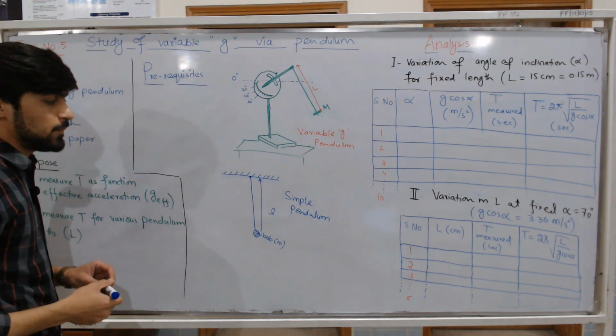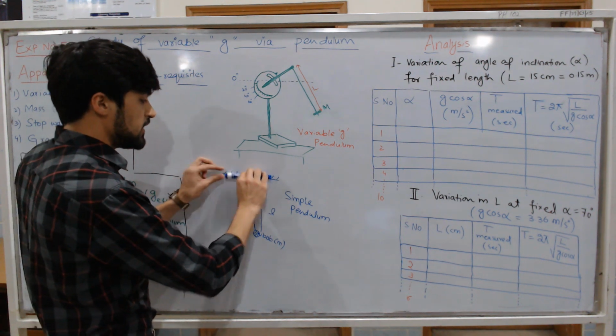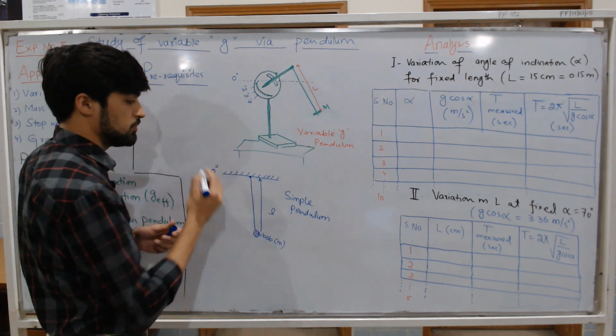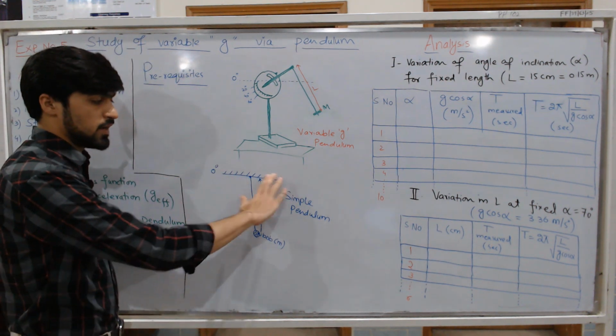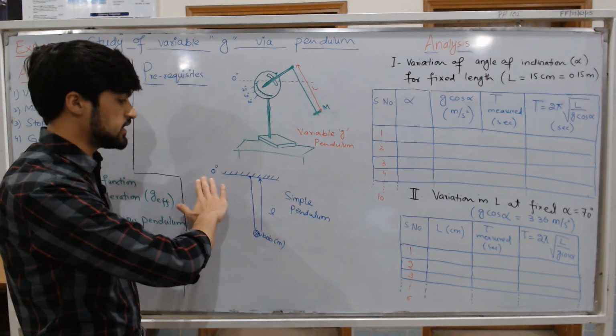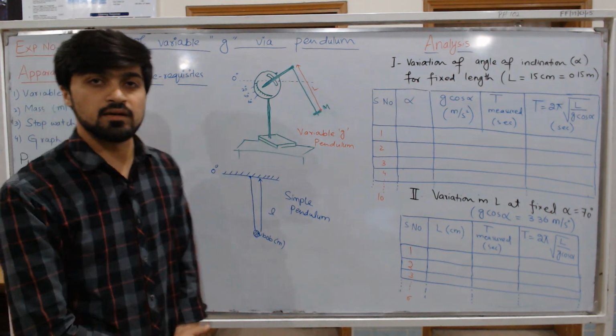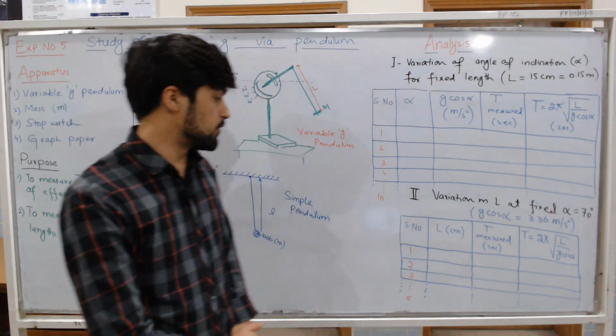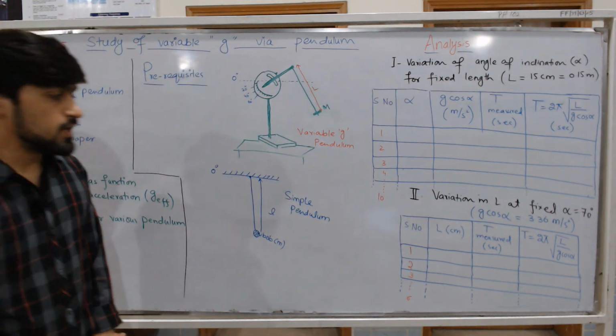Our simple pendulum is normally inclined at 0 degree. So the inclination is simply 0. It means that the pendulum is aligned at 0 degree. So we call this pendulum the simple pendulum.